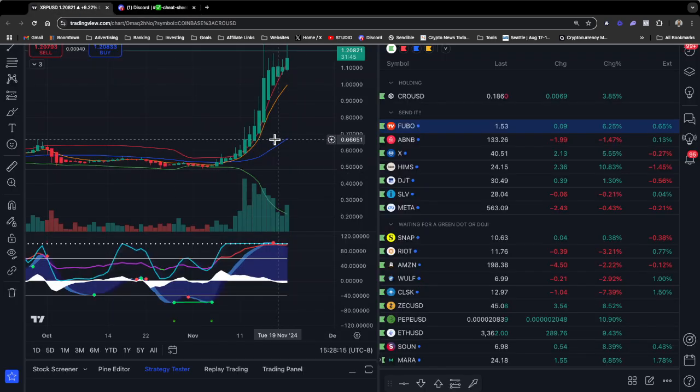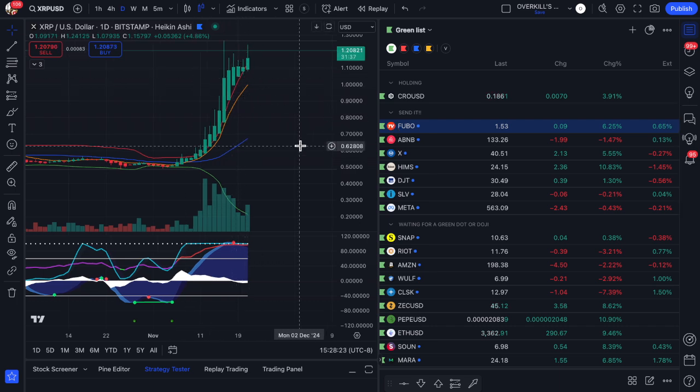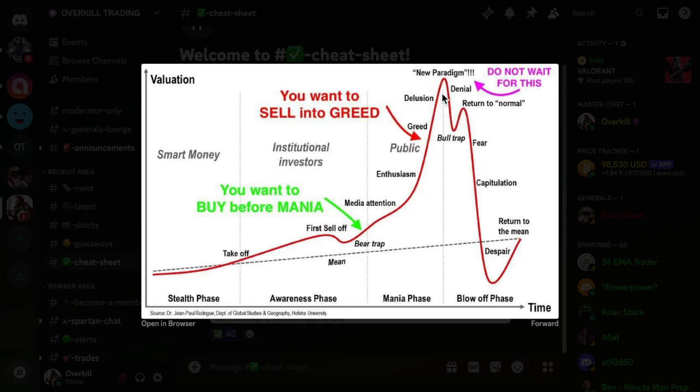Okay, XRP will pull back. It will pull back. I will bet my house on it. I will bet everything on it. It will have a pullback. Okay, because they're going to flush out all the people that are buying up here at $1.20 right now.